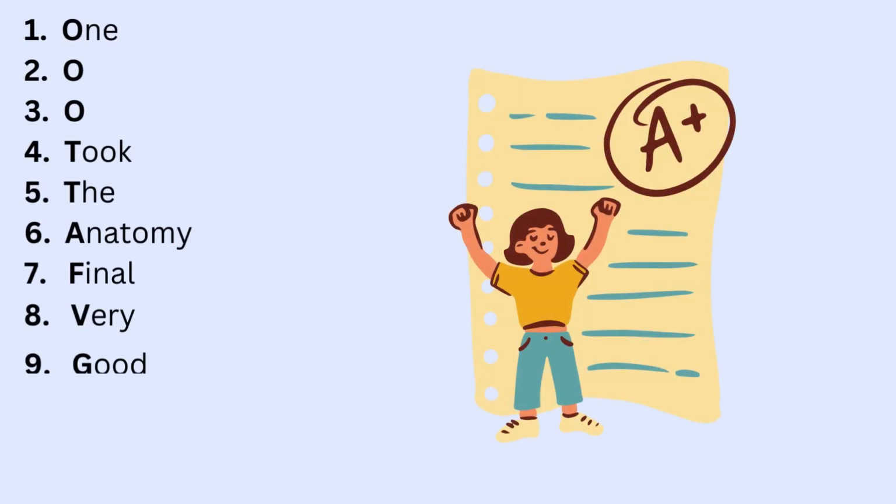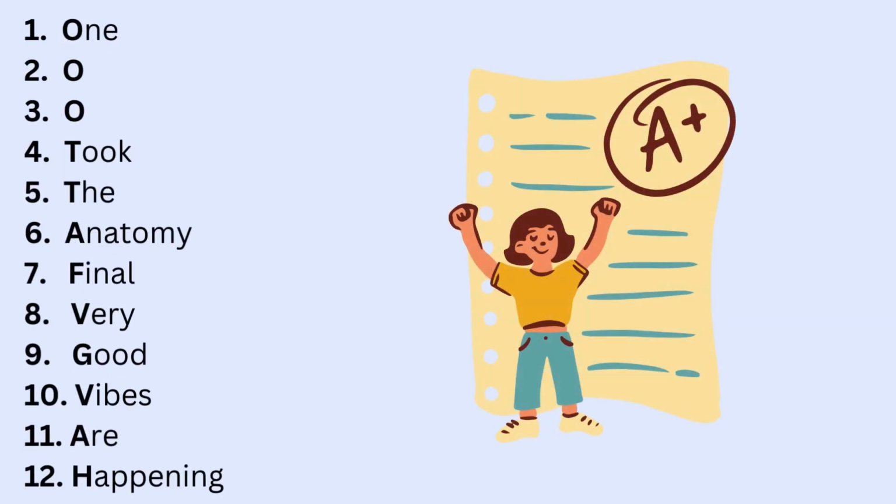And now, of course, we know that mnemonics are supposed to be helpful, and having these letters listed in a row is not exactly the most memorable thing. So what do these letters stand for? On this channel, this stands for: 100, took the anatomy final, very good vibes are happening. We're talking about neuroanatomy here. Of course, we're going to get 100 on our anatomy final.